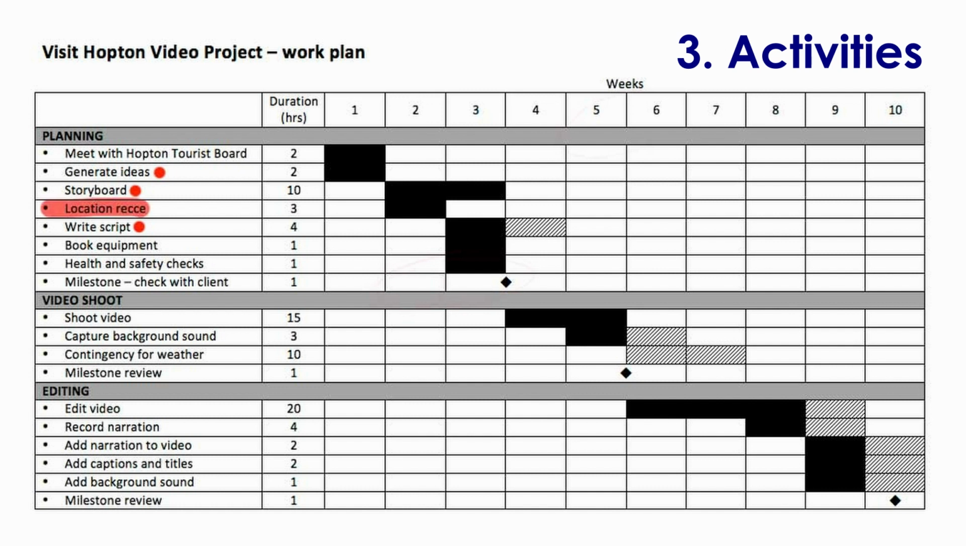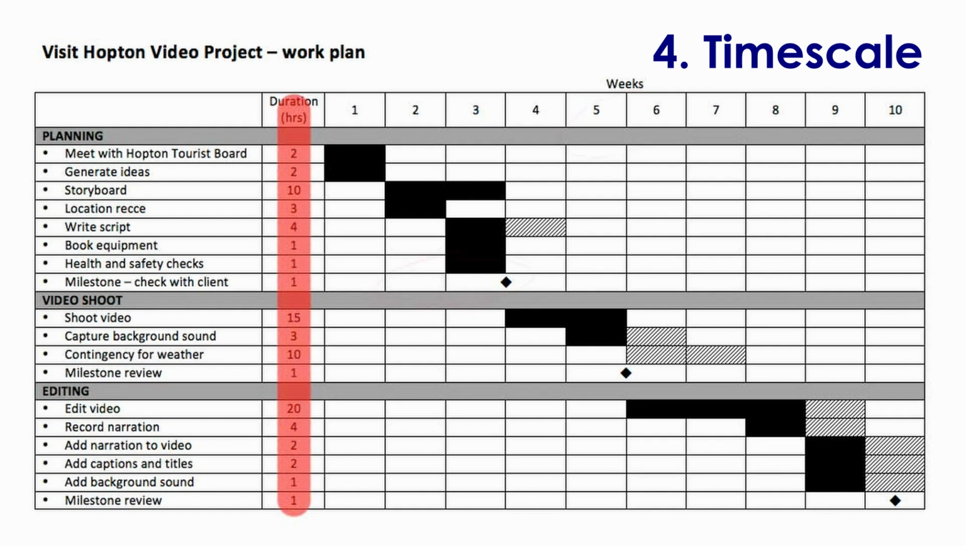A location recce. This is where somebody scouts out for locations to shoot in, going to have a look at different places to shoot video in. There's then health and safety checks. That's something that you'll need to know about, but we'll leave that for another day. Timescales show how long each activity is going to take. Sometimes there's a column here that shows you the length of time that's allocated for each activity, but usually they're just blocked off over here.